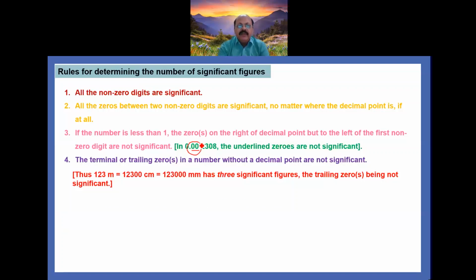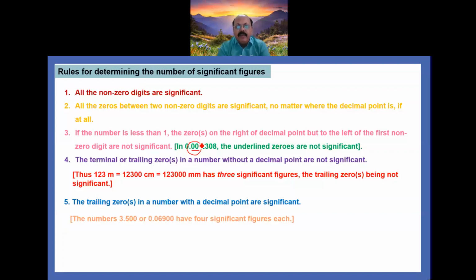Similarly, the fifth rule is, trailing zeros in a number with a decimal point are significant. For example, we take the number 3.500. It has 4 significant figures, because the trailing zeros are in the decimal part. So if the decimal point is there, then the trailing zeros are considered significant figures.